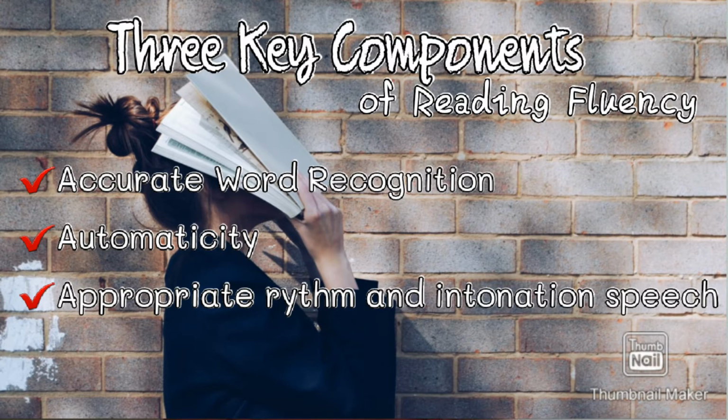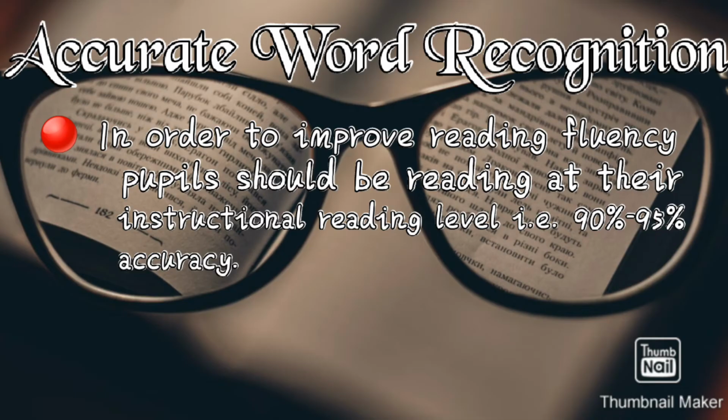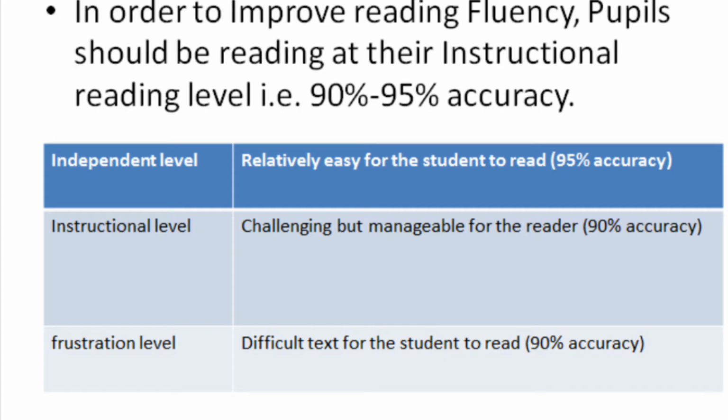According to McKenna and Scott, 2009, there are three key components of reading fluency, which affect comprehension in different ways. And these are accurate word recognition, automaticity, and appropriate rate and intonation. So, what is accurate word recognition? In order to improve reading fluency, pupils should be reading at their instructional reading level, that is 90 to 95% accuracy. There are three levels of reading accuracy: the frustration level, the instructional level, and the independent level.